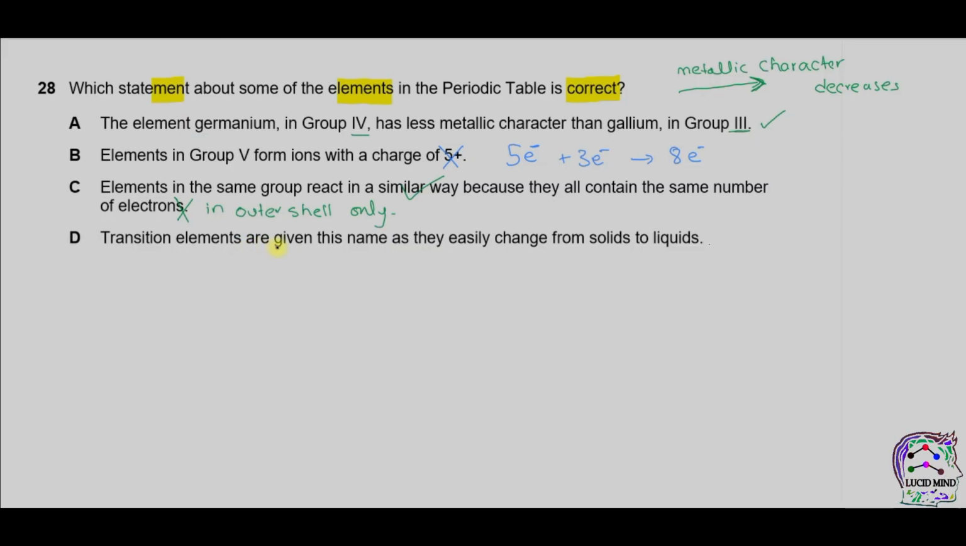Part D. Transition elements are given their name as they easily change from solids to liquids. This is wrong because the name is given to transition elements because they have variable oxidation states. Electronic transitions are also easily possible in transition elements, so therefore they form colored compounds. Among these, the correct answer is part A.